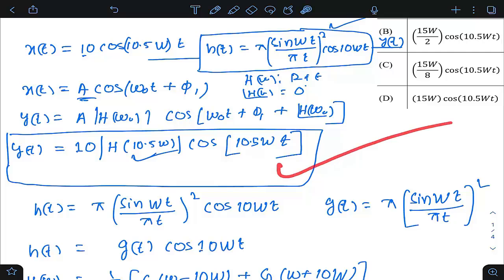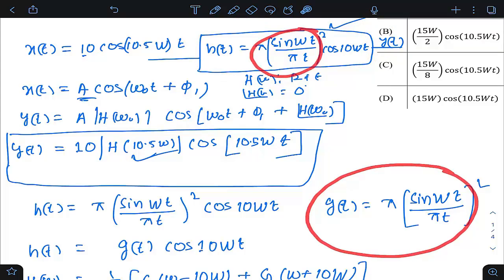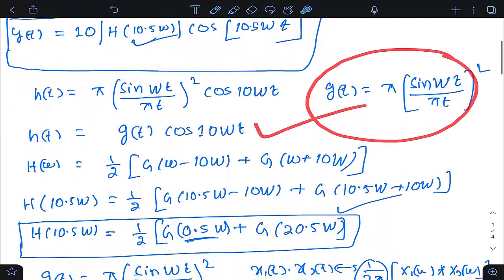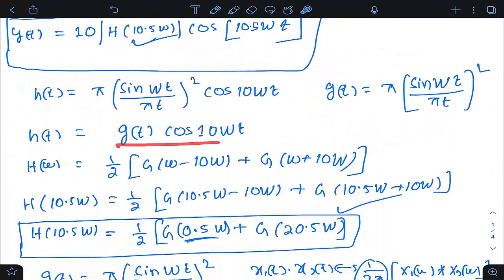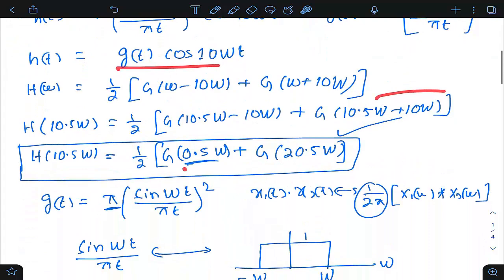So this is the format of the output. Then I came to know that I need this quantity, which means I have to find the Fourier transform of this. Because this looks a bit complicated, I have assumed this is g(t). Then h(t) I can express this way. If I find this Fourier transform, I get this. And because my requirement is this one only, I substitute it here, and I get this.